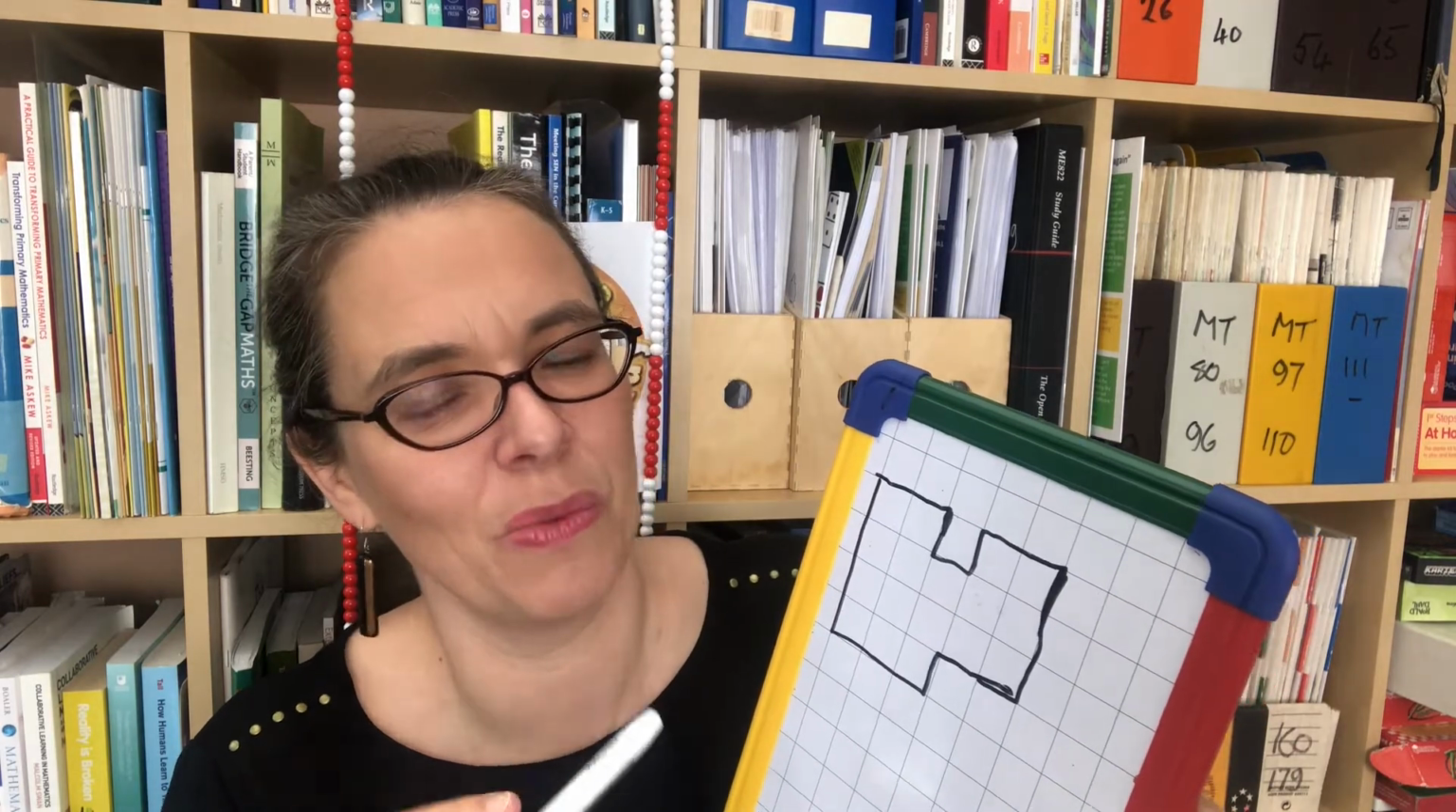And you can also set children challenges where you give them a perimeter and they have to draw a rectilinear shape with that perimeter. They'll really struggle if you give them perimeters that are odd numbers. And you can give credit, rewards, prizes for the most interesting shape as well as for getting the answers right.